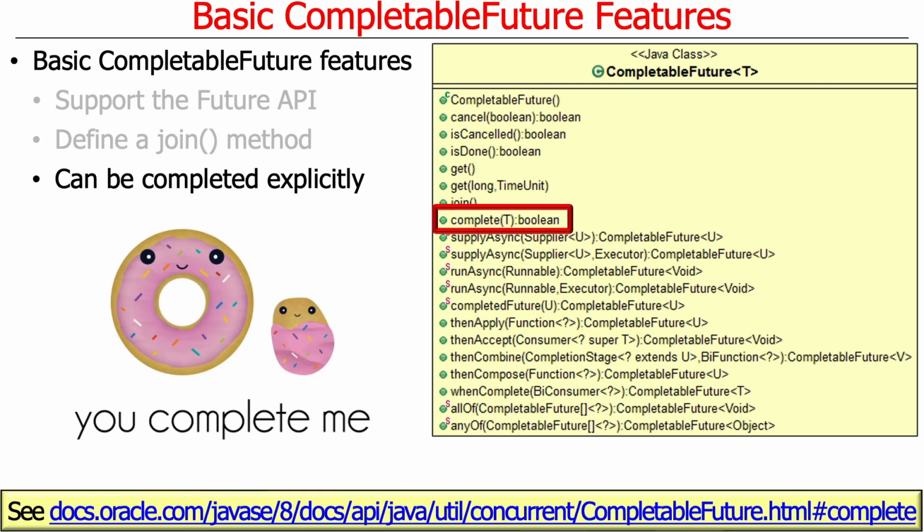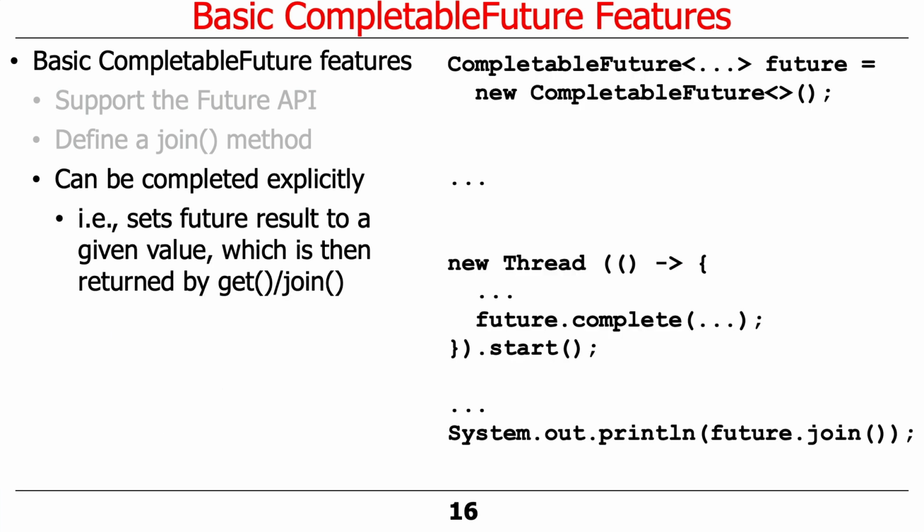Something else you can do with basic completable future features that you cannot do with basic future features is complete them. If you make an uncompleted completable future, which is kind of like a donut with a hole in it, then you can come along later and complete it, which is like giving the donut hole with the donut. We'll talk about some examples, and you'll see how to use that.